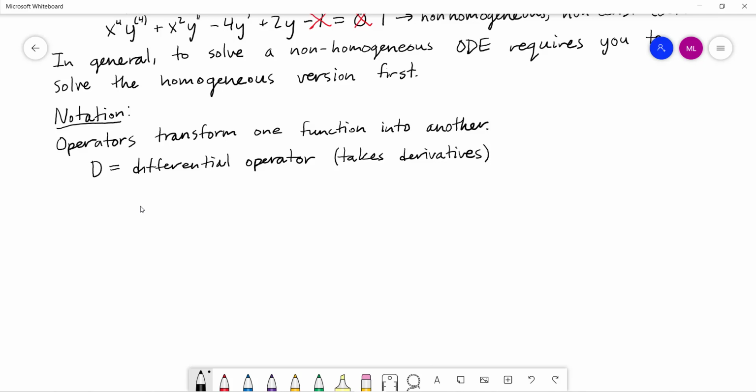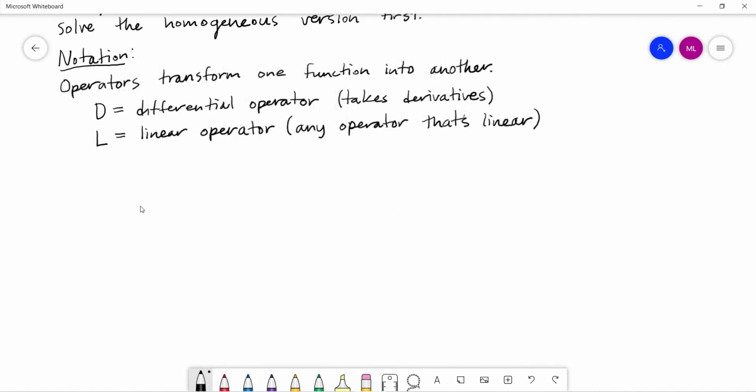One other thing I want to define while we're here, and I'll just call it a capital L for the time being, is some generic operator that has to be a linear operator. And we'll define what a linear operator is in just a minute. But basically, this can be any operator that's linear, and we'll define linearity in just a minute. So I guess maybe now is a good time to do that.